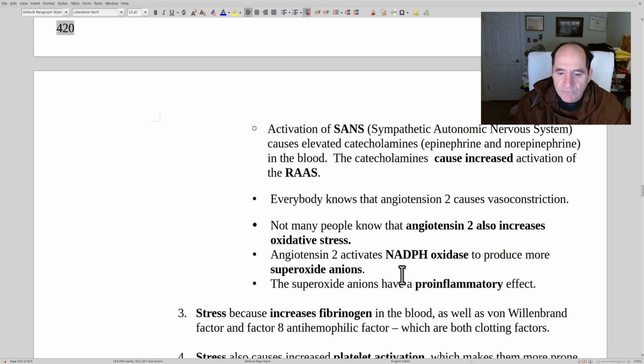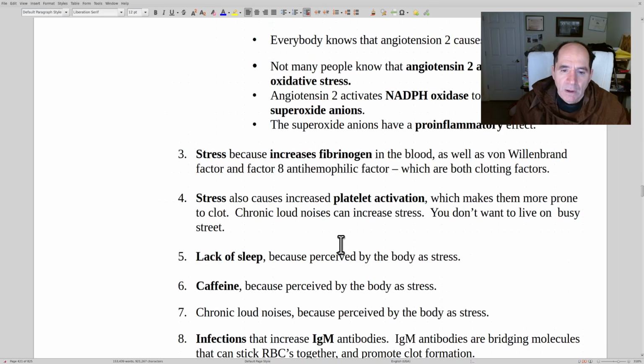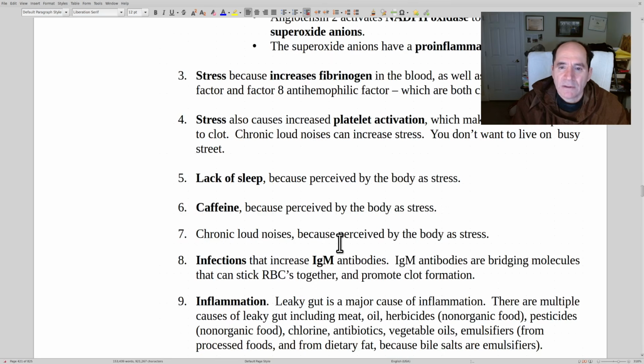That's from eating high-fat foods. Some of the high-protein foods are prone to that as well. Stress increases fibrinogen. It also increases von Willebrand's factor and factor VIII antihemophilic factor. Yeah, they're all prothrombotic. They all increase the risk of clotting. Excessive dietary sodium can also activate platelets. Another prothrombotic effect. Things that are stressful, whatever they might be, even like really loud noises, they can generate a stress response and make the blood a little more prothrombotic. Lack of sleep, caffeine, we talked about that. Chronic loud noises.